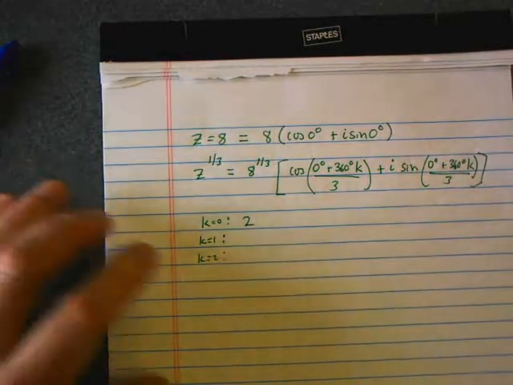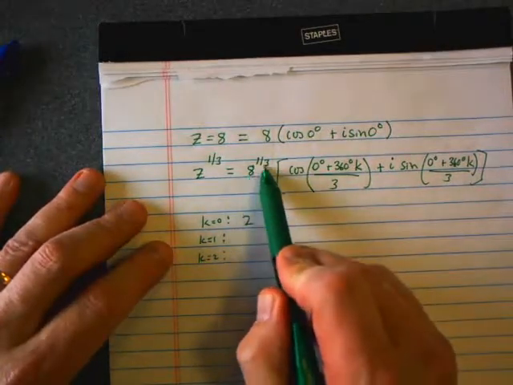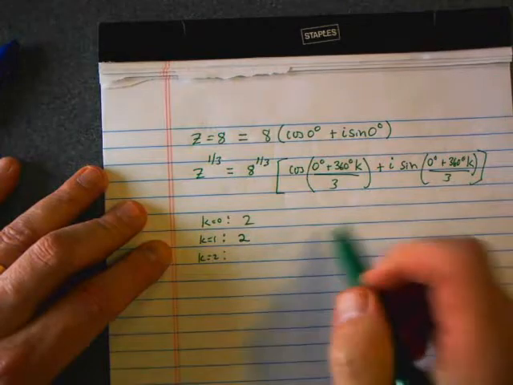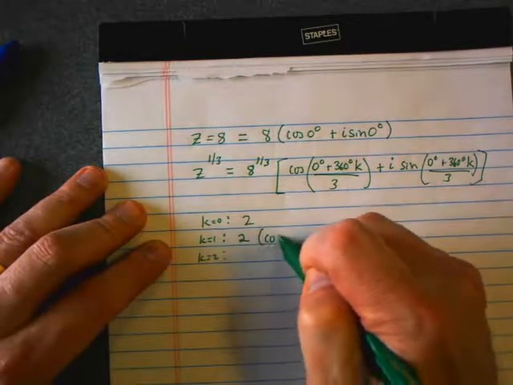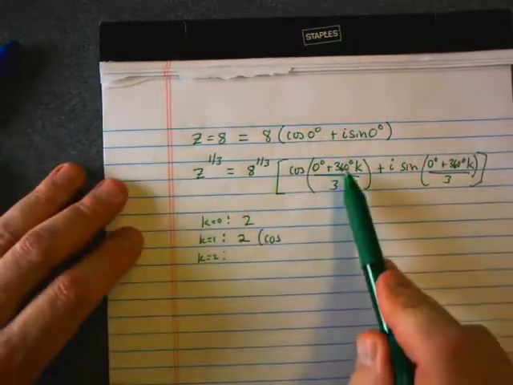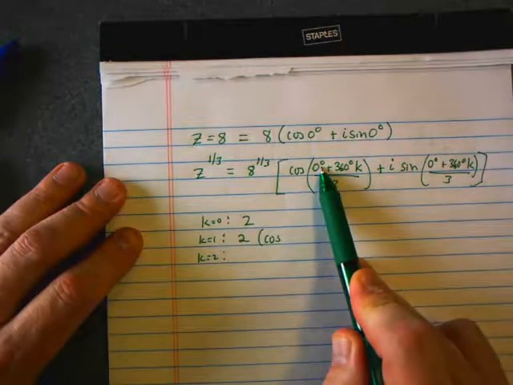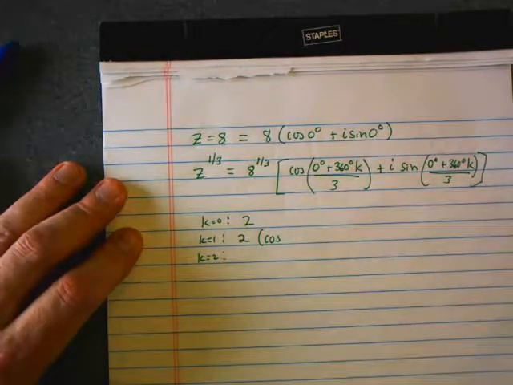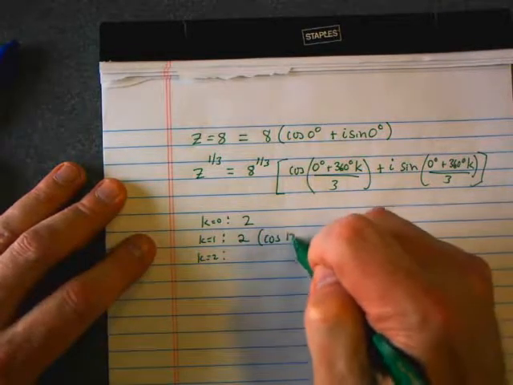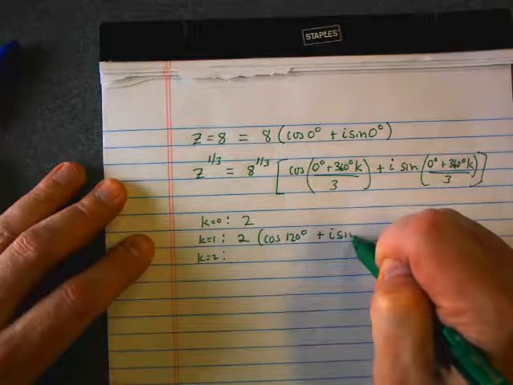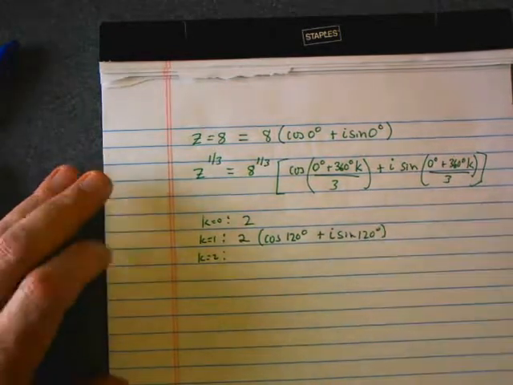All right, now I plug in 1. I still have 8 to the 1/3, which is still 2. Then I'm going to have cosine. What's 360 times 1? What's 360 plus 0? What's 360 divided by 3? 120. 120 degrees plus i sine 120 degrees.